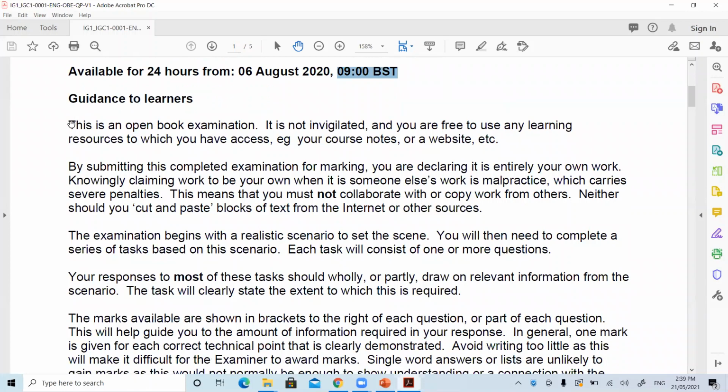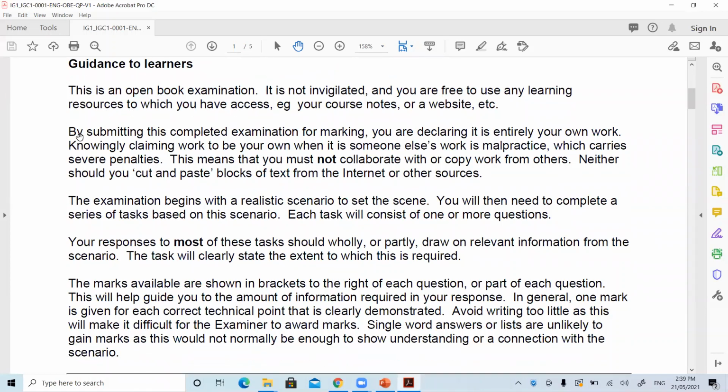Okay, so guidance for learners. This is an open book examination. It is not invigilated and you are free to use any learning resource to which you have access, that is your course notes or a website, etc. So clearly NEBOSH are saying you can use any source available to you, including your course notes, your books, and even the internet.